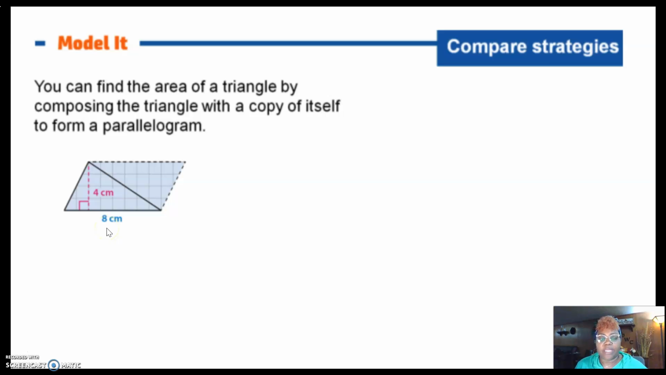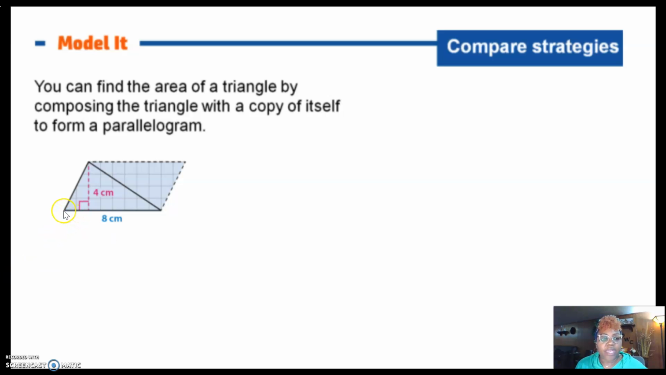So when we do that, we take our minds back to last week when we found the area of a parallelogram. And what is the formula for finding the area of a parallelogram? That's right. It is area equals base times height. Okay? Same as a rectangle, except we're using different language. Instead of length and width, we use base and height.